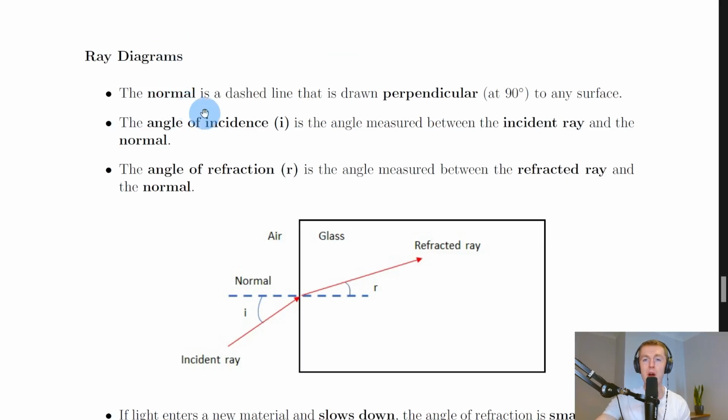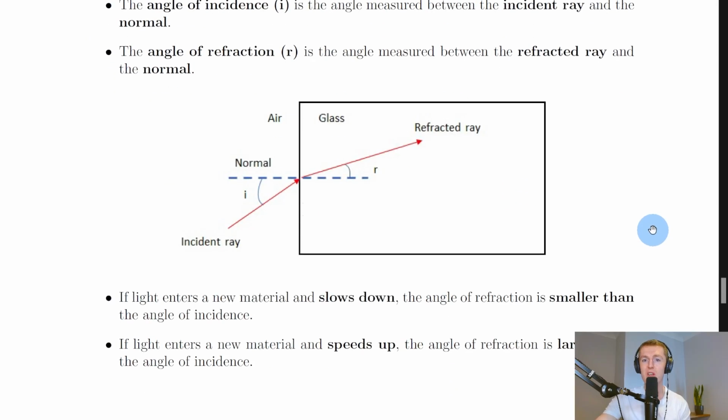And we have different parts of a ray diagram here. Remember, the normal is a dashed line that is drawn perpendicular, at 90 degrees, to any surface. We then have the angle of incidence, which is labelled little i, and this is the angle measured between the incident ray and the normal. And we also have the angle of refraction, which can be labelled little r, and this is the angle measured between the refracted ray and the normal.